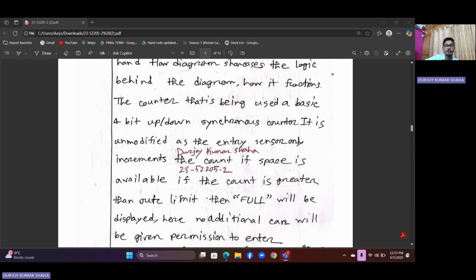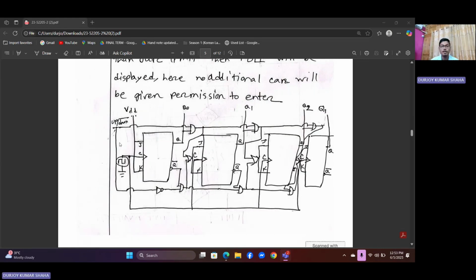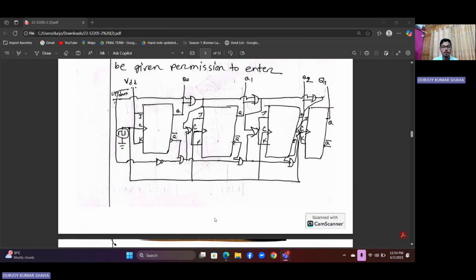At the heart of the system is a 4-bit up-down synchronous counter, which is shown in the circuit below. The counter is triggered by the entry and exit sensor. When a car enters and space is available, the count increments. If a car exits, the count decrements. Once the count reaches the maximum value of 9, the system displays full and no more cars will be allowed to enter. This ensures the parking system runs smoothly, avoids overfilling, and gives real-time feedback through the display system.